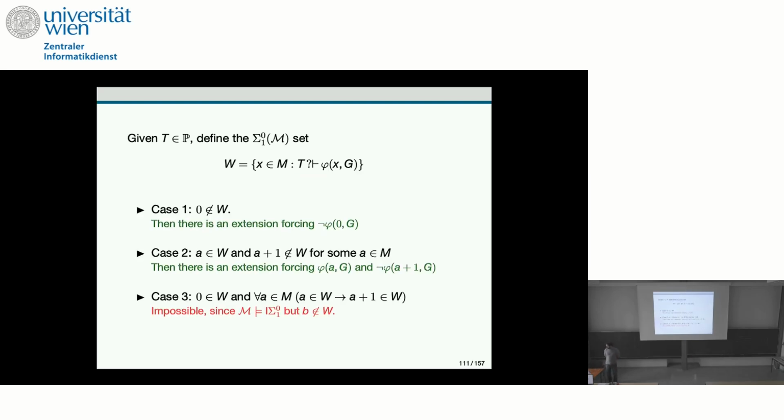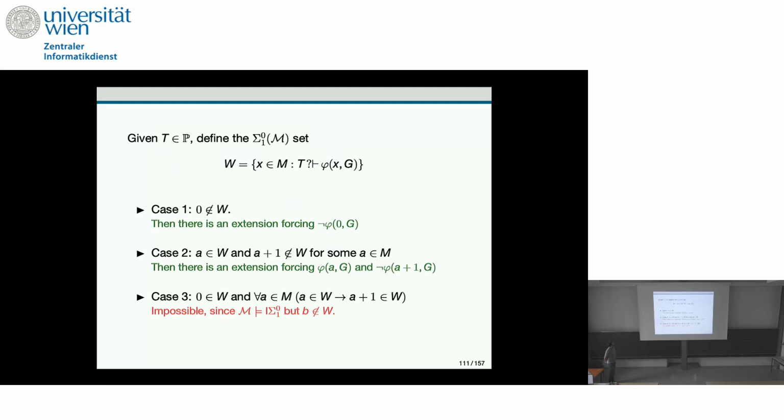And so this is, as always, a trichotomy. So given some condition T, define the Sigma 0 1 set, with parameters in the model, which is the set of X's so that the formula holds. And we have this case analysis saying if 0 does not belong to the set, then by definition of the forcing question, there exists an extension forcing the negation of the formula for 0.